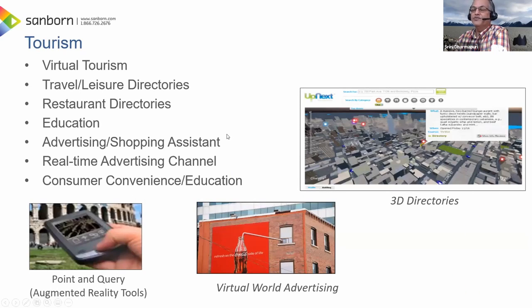And tourism is a very natural thing for digital twin to play a role. As you can see, you can have point and query, augmented reality tools, or 3D directories. So anything connected with tourism, whether it's virtual tourism, restaurant directories, advertising, or a shopping assistant, the digital twin will have a role to play.